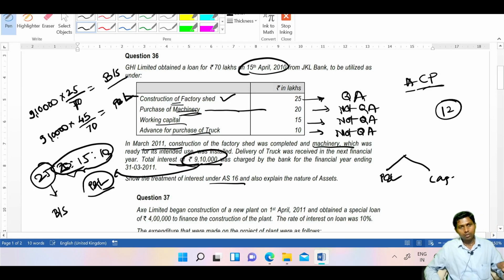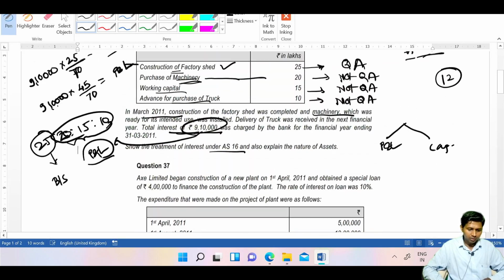Amount to be written in profit and loss: that is the 45th part out of 70 parts. Or 25 is to 45, that is 25 units in the balance sheet, and 45 parts in profit and loss out of 70 parts. Understood? It's very simple.